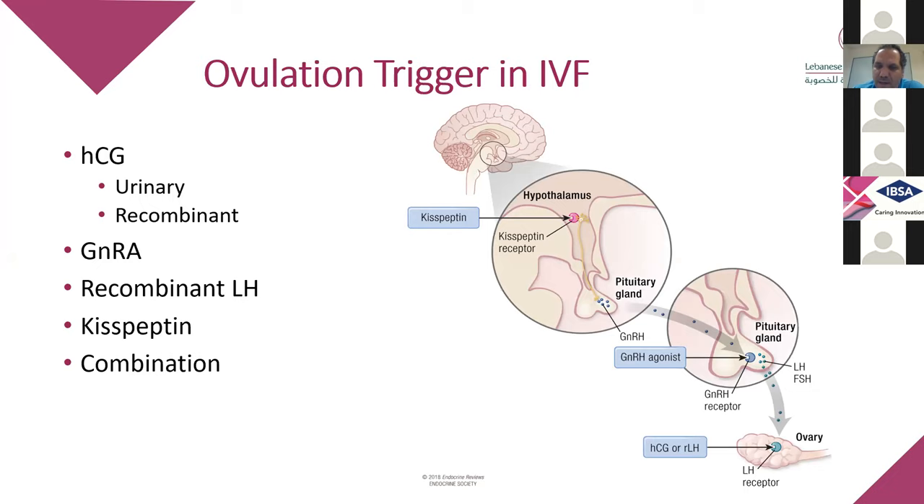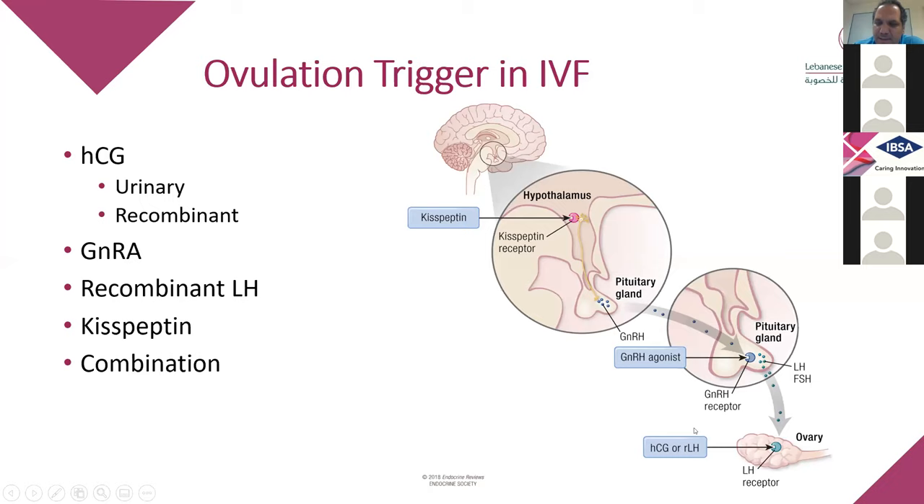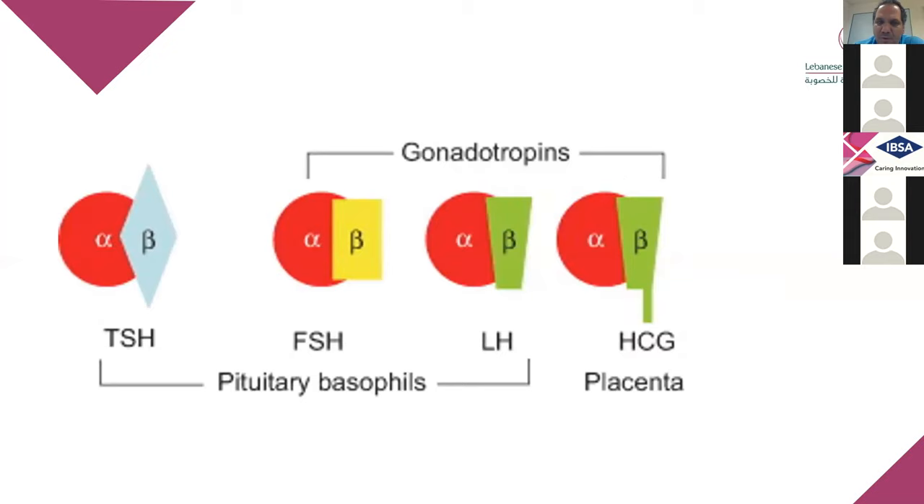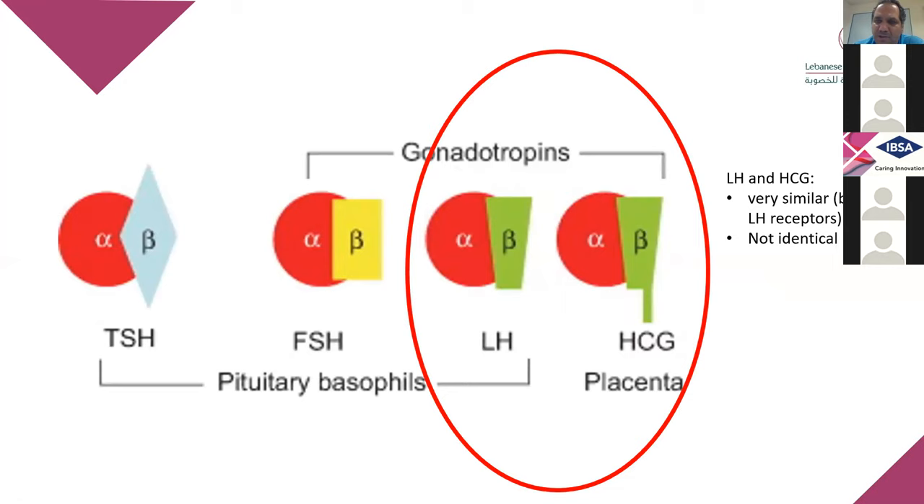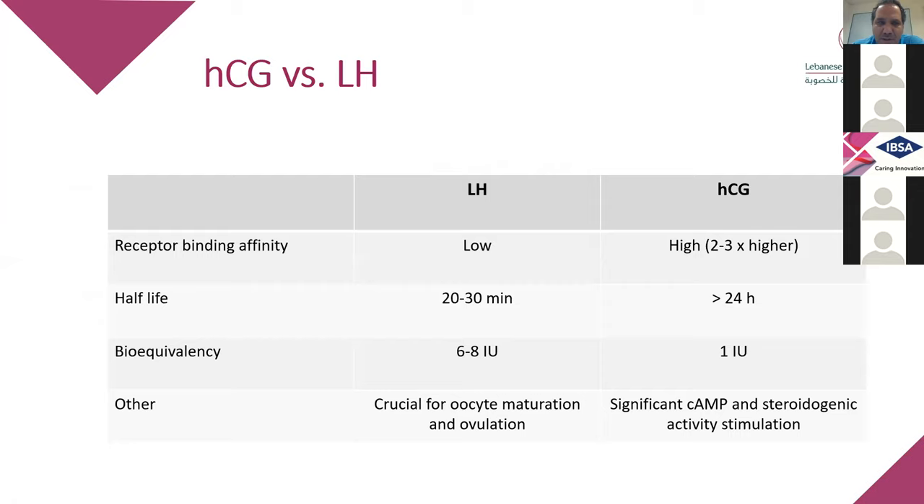So in this view, the GnRH agonist will work by causing an endogenous surge in the LH and FSH, whereas hCG and the recombinant LH will work directly on the LH receptor in the ovary. The gonadotropins all have a similar alpha subunit and they differ by the beta subunit. The hCG and the LH have a very similar structure, and their beta subunits are similar, and that's why they both bind to the LH receptor. However, they are not identical. And this is important. The hCG, when compared to LH, has a higher receptor binding affinity, a longer time and also a stronger effect. And it has a longer half-life, more than 24 hours.